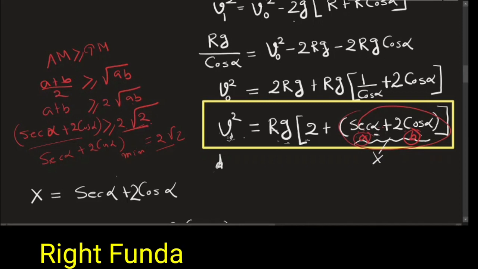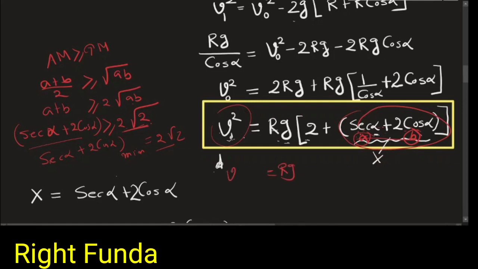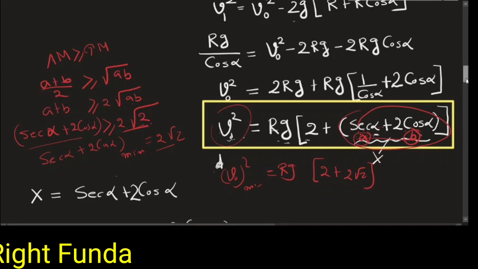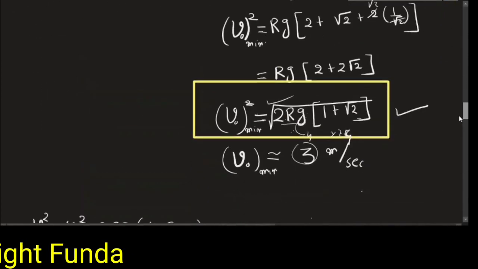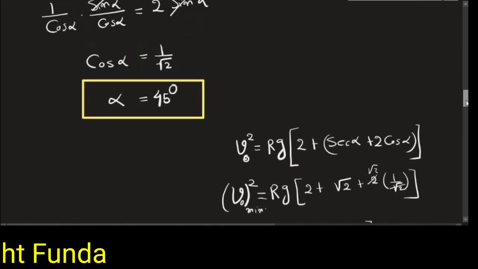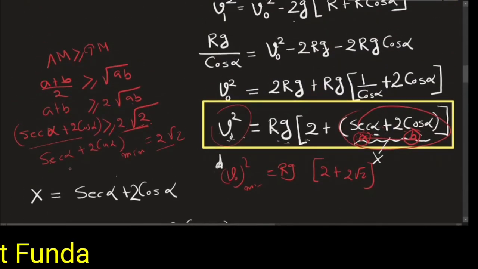Once this is the minimum value, let's substitute it here. In place of this, we put 2 root 2. So what do we get? The minimum value of v naught square will be rg into (2 plus 2 root 2). Let's check what we got in the calculus method. When we solved, we got the same: the minimum value of v naught square is rg into (2 plus 2 root 2). But the advantage of the calculus method is that we calculate alpha also. Once we get this minimum value, we can find for what alpha it is minimum, and alpha comes out to be 45 degrees.